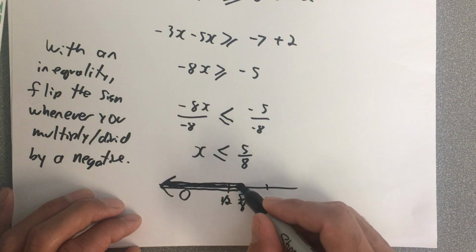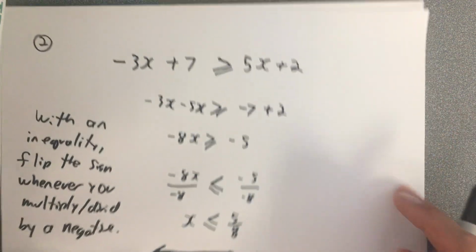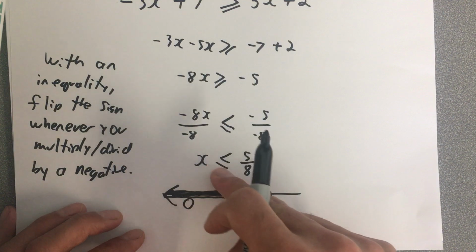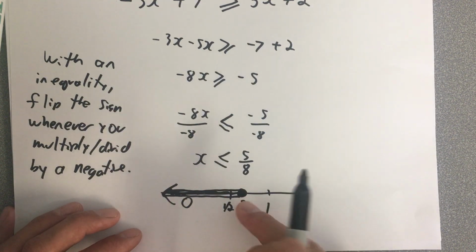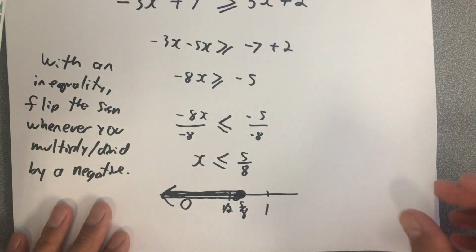And we're including the endpoint, not because that was negative. We're including the endpoint because we're given that sign greater than or equal to, or less than or equal to. That equal sign underneath indicates that we're including our endpoint. So this is everything less than or equal to 5/8.